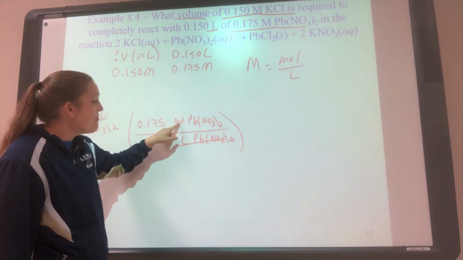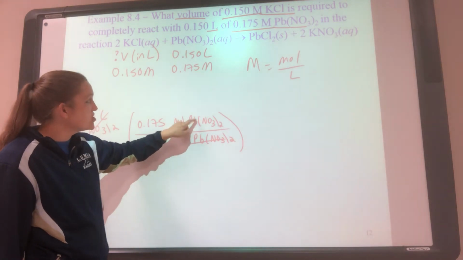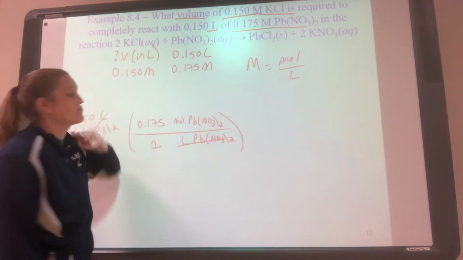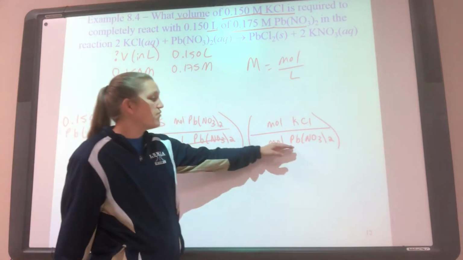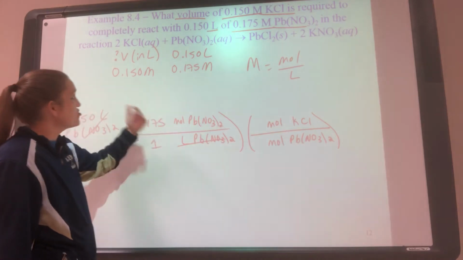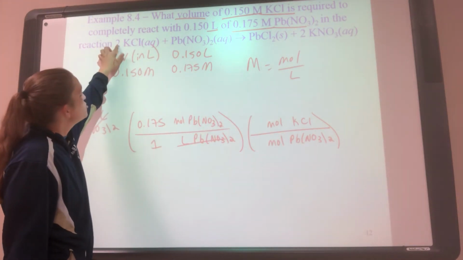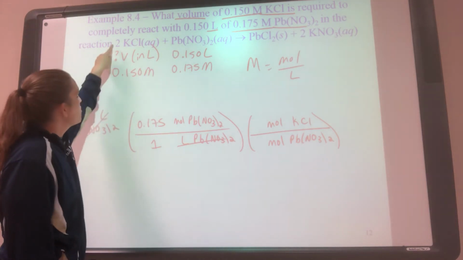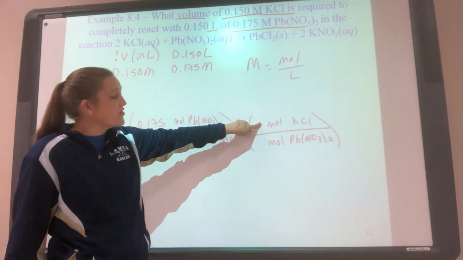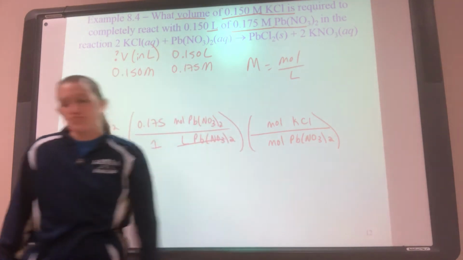So now that he's in moles, I can actually switch the guy. I could go from him to him because he's in the right units. So now I could go from moles of this guy to moles of the guy I was looking for. And how do I do that? How do I go from moles of one thing to moles of the other? My balanced equation. So what's the relationship? 2 moles of KCl for 1 mole of PbNO3. So the 2 is going to go here with the KCl, and my 1 goes on the bottom.